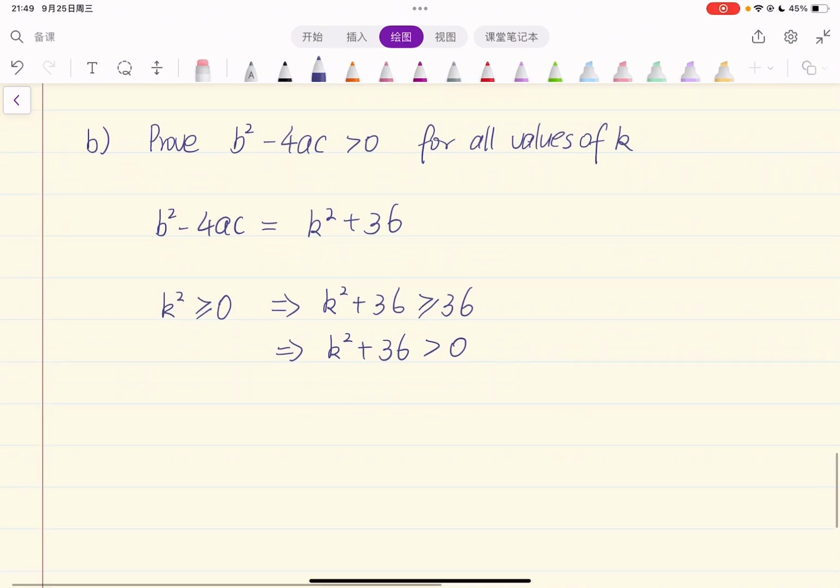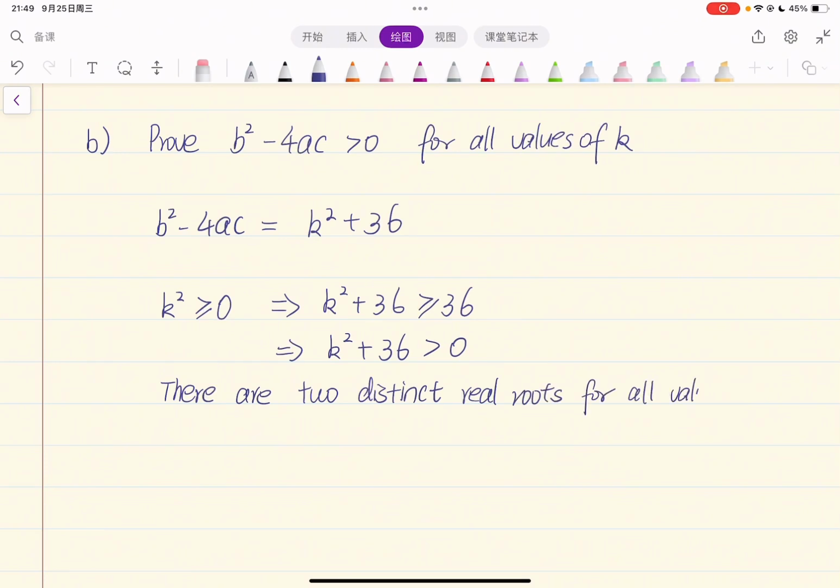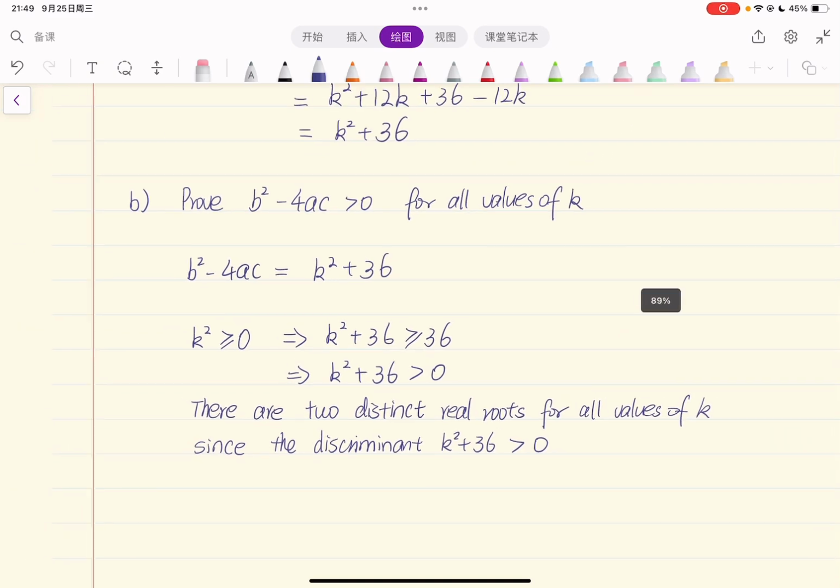Thus, we can say that there are two distinct real roots for all values of k, since the discriminant k squared plus 36 is greater than 0. That is the answer.